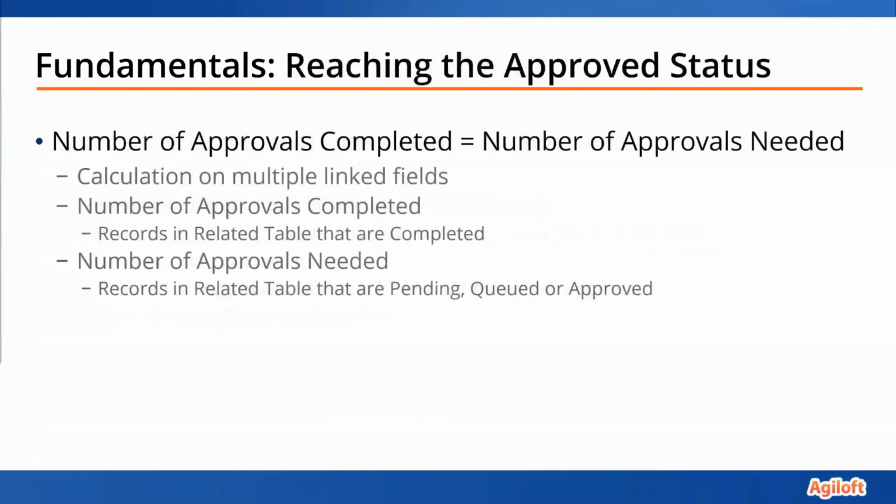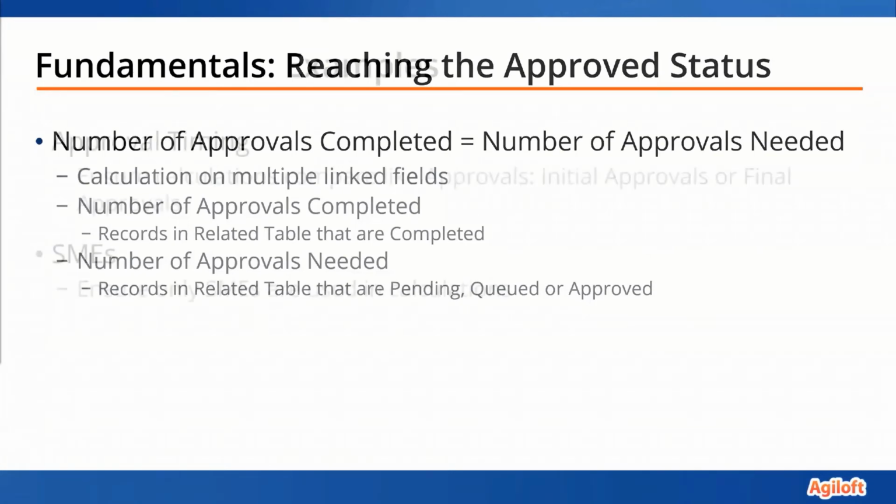The other basic of approvals to go through is how approvals actually mark the contract as approved. In a contract, there are two fields. One is the number of approvals completed, the other is the number of approvals needed. When these equal each other, the contract moves from pending approval to approved. There are variations of this, but the fundamentals are checking these calculations on multiple linked fields to make sure that every approval is completed that needs to be completed, and that there were approvals needed in the first place.